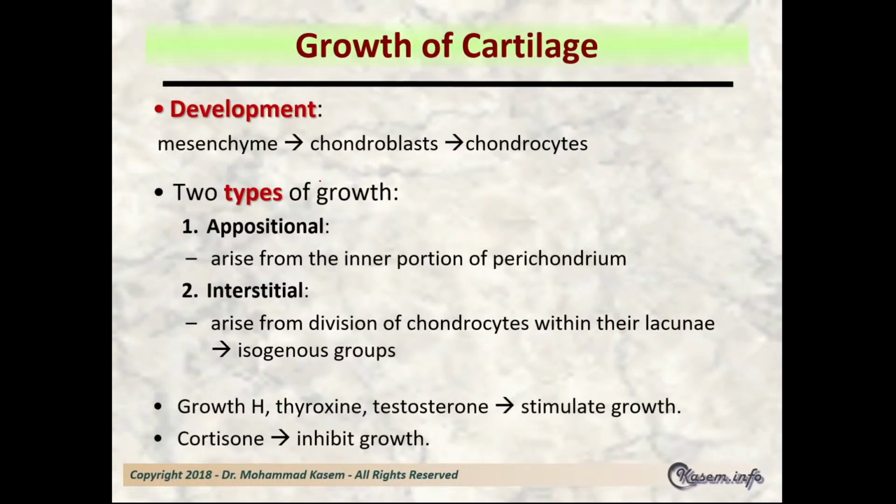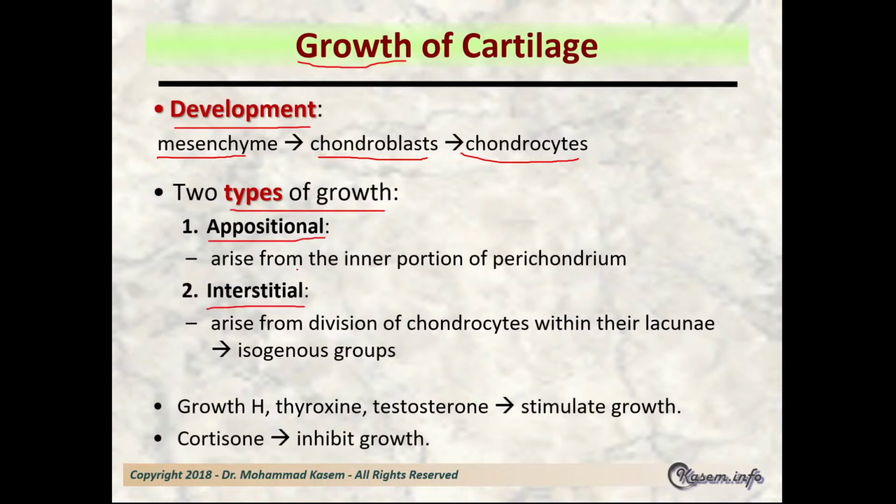Finally we'll talk about the growth of cartilage. Development of cartilage, where it comes from. It comes from the mesenchyme, which differentiates into chondroblasts and gives chondrocytes. There are two types of growth. Growth of cartilage may be provided by appositional growth or interstitial growth.